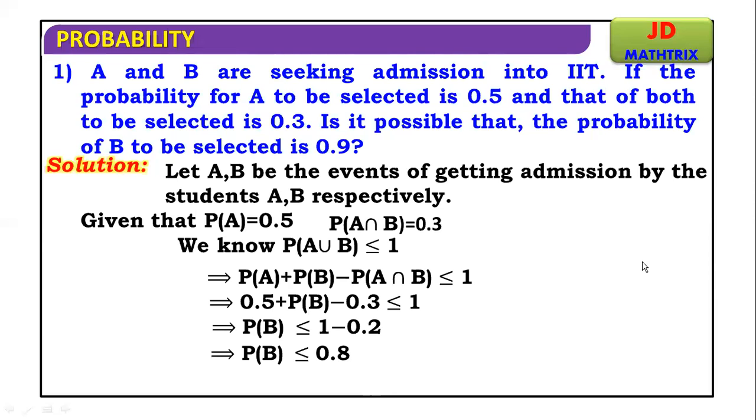That means in this case, the probability of B to be selected is less than or equal to 0.8. Therefore, P of B equal to 0.9 is not possible. The probability of B is always less than or equal to 0.8. It never takes the value 0.9.